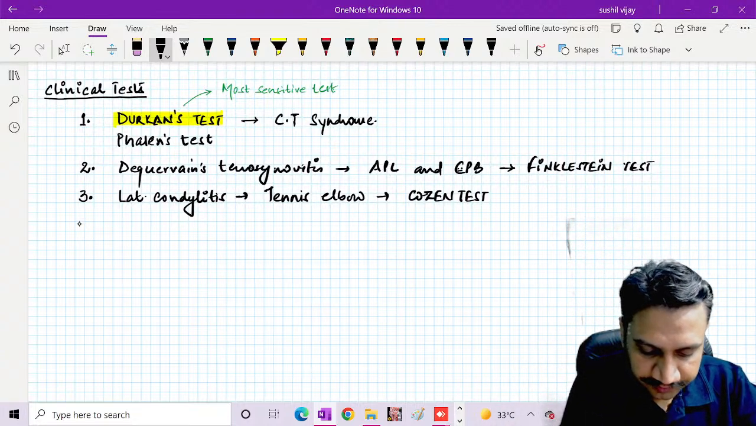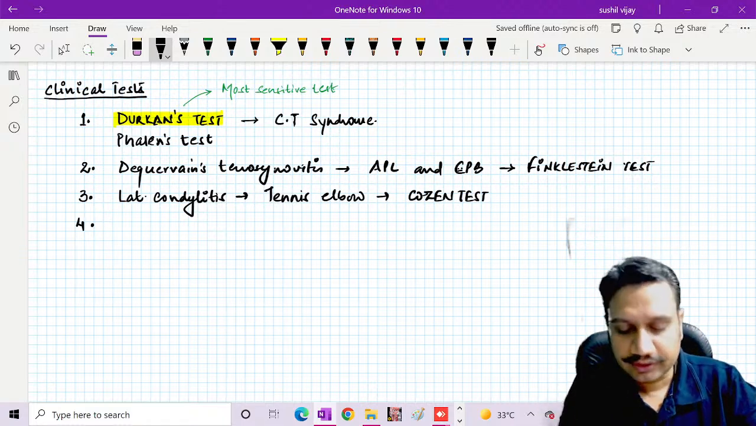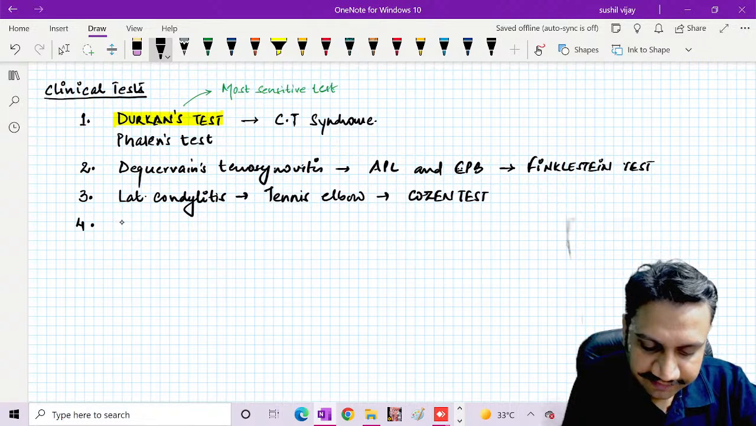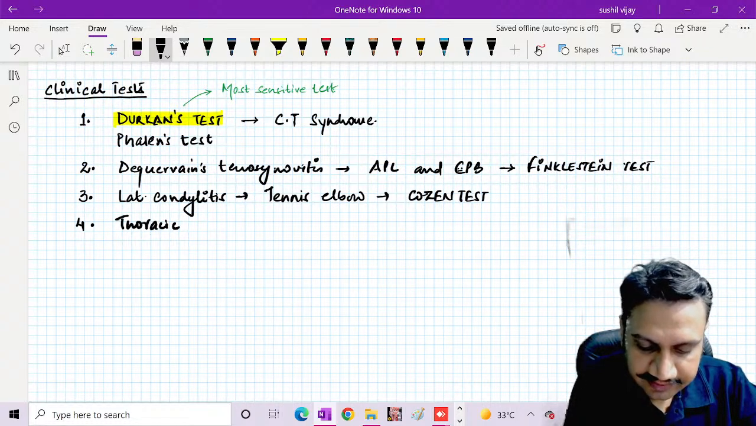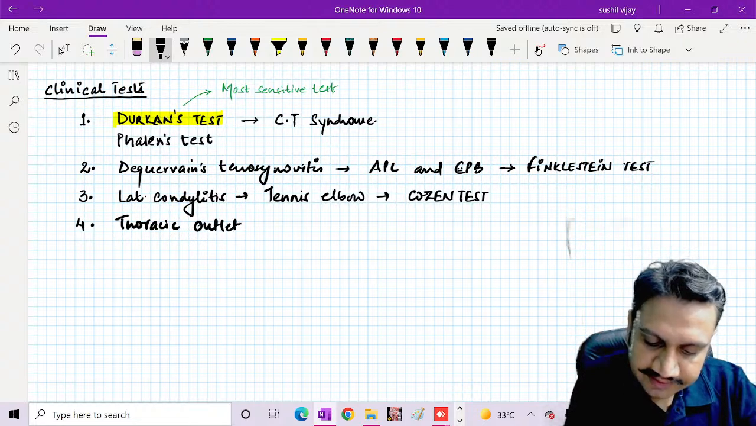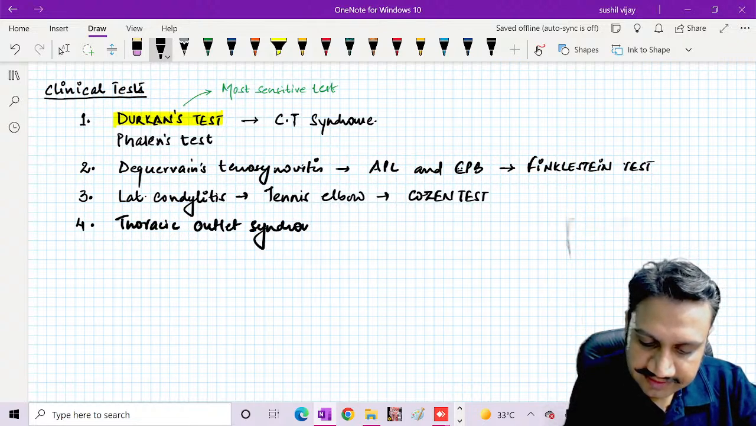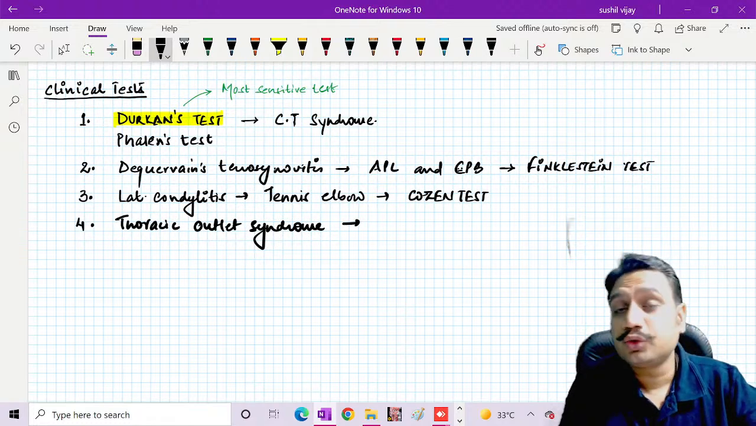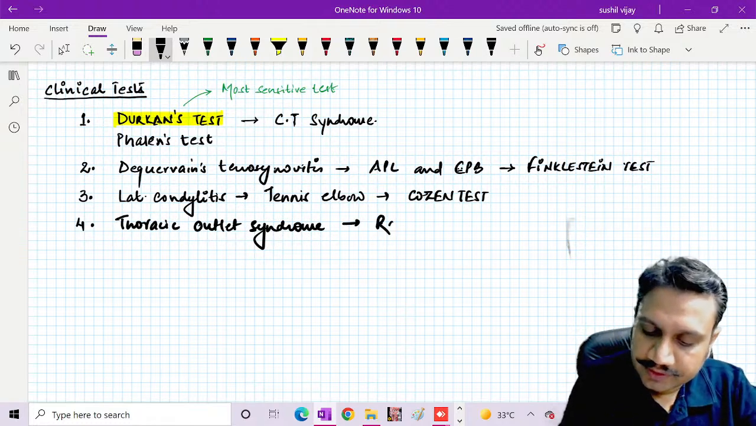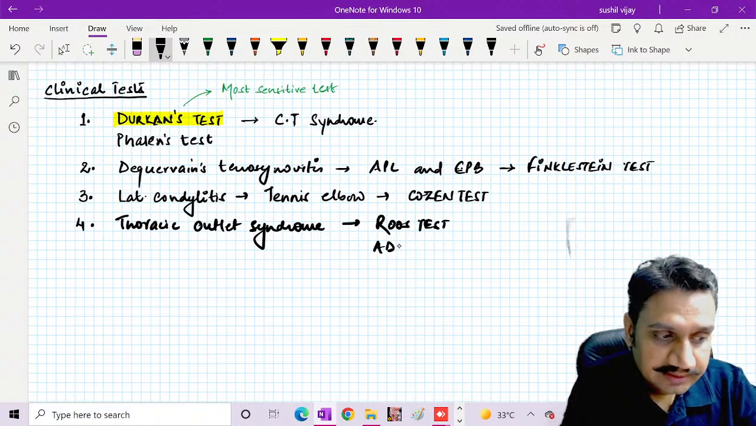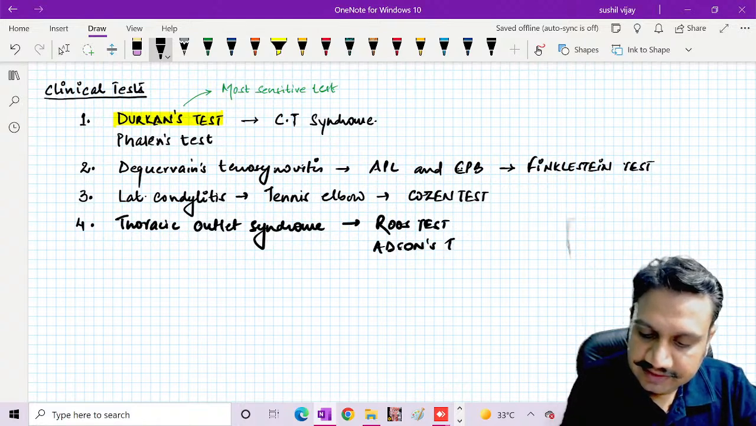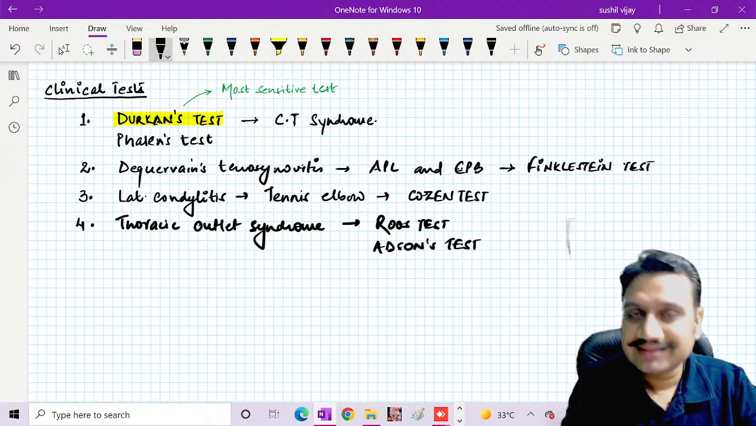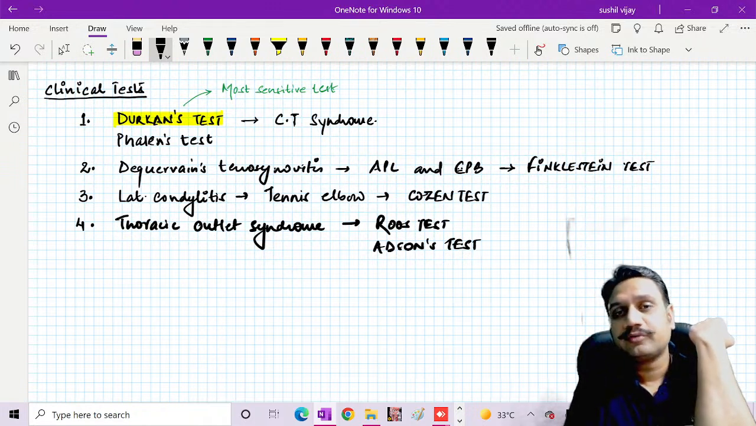Number 4, when you talk about the thoracic area, the thoracic outlet syndrome, what is the test? What are two tests which can be done? One is what you call the Roos test. One is what you call the Adson's test. So what is the Roos test or the Adson test? That was the image-based question, if you can recall from the previous year.